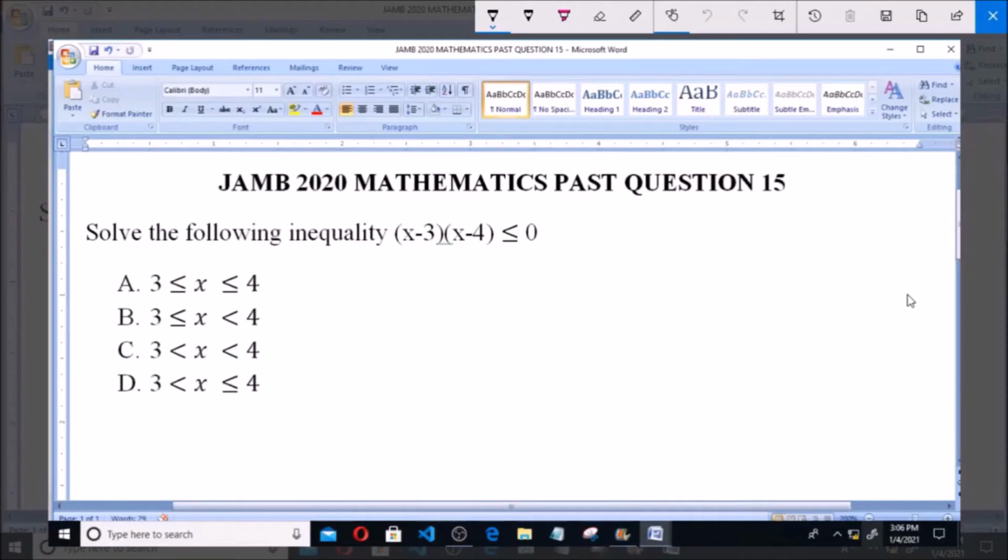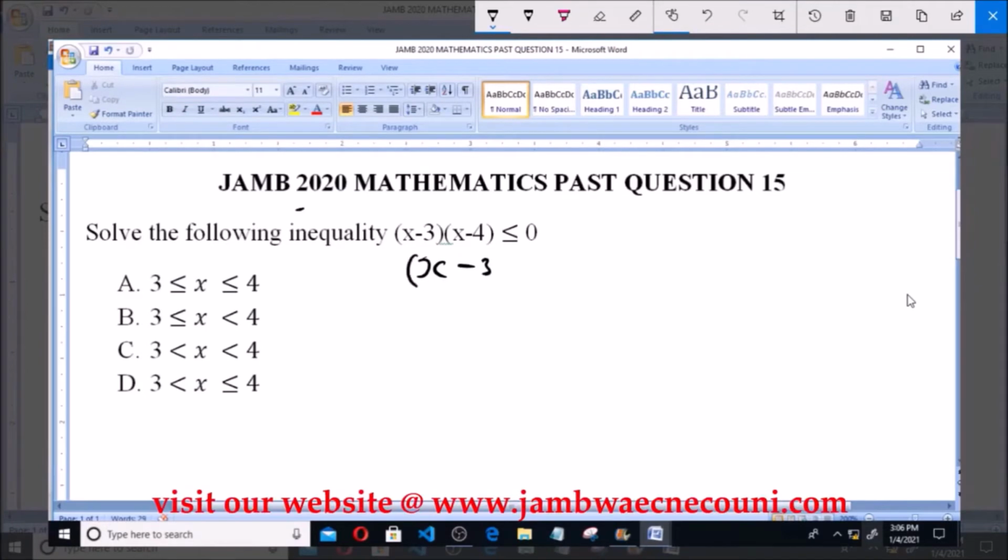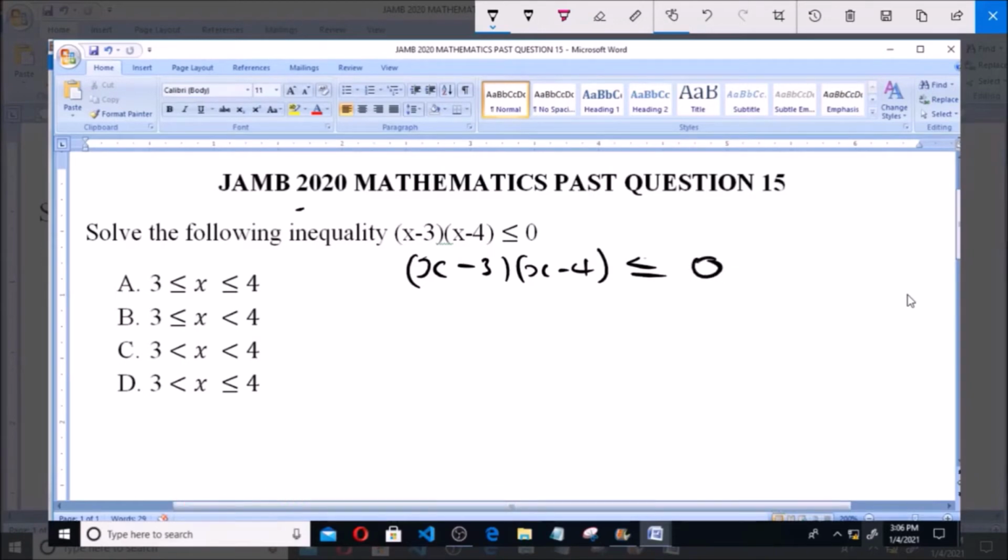I'll be answering JAMB 2020 Mathematics past question 15. Solve the following inequality. We're given (x − 3)(x − 4) less than or equal to 0. This simply means that x − 3 is less than or equal to 0, and x − 4 is less than or equal to 0.